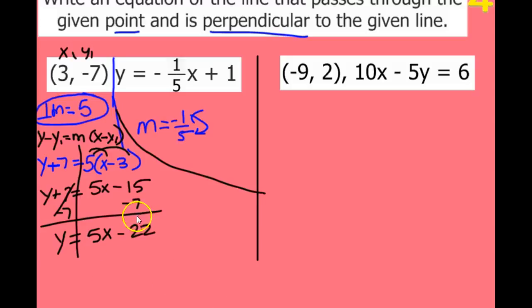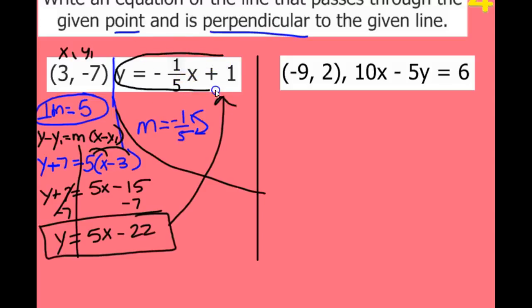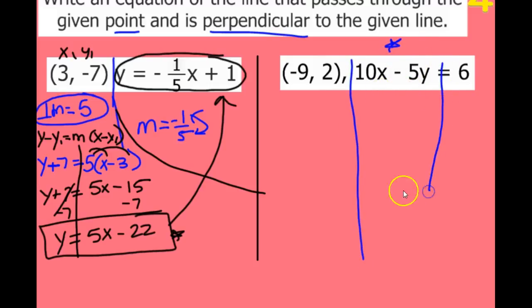So there is our equation of a line that is perpendicular to the original line that they gave us. So this line and this line are perpendicular. I would like for you to try this one on your own. Solve for y first in this equation, because you can't tell what the slope is. You need to solve for y, find the slope, and then write an equation of a perpendicular line.